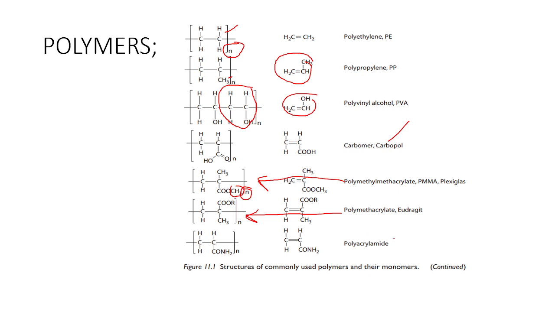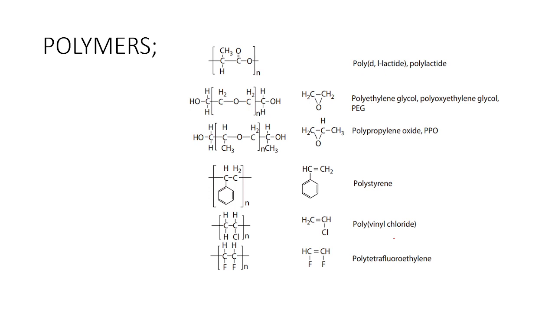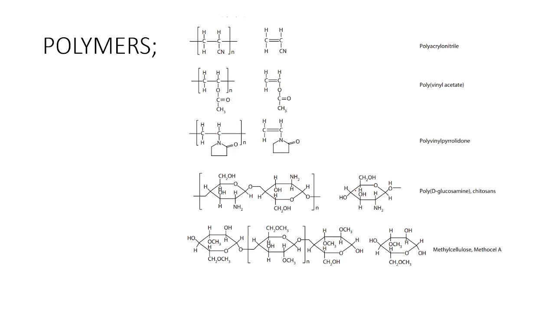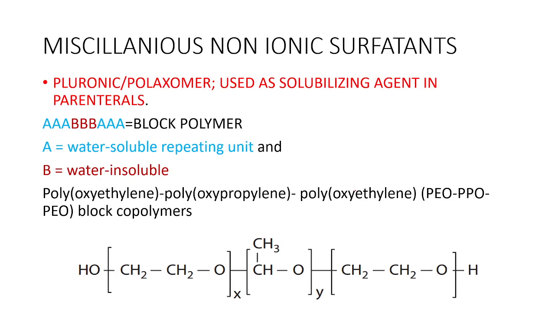Next one is polyacrylamide. Like the difference, polyethylene glycol. See, this is the basic structure of polyethylene glycol. This is the basic structure of polypropylene oxide. You can just know about these polymers and their basic structures. Polyvinyl pyrrolidone, some of these we have already discussed.